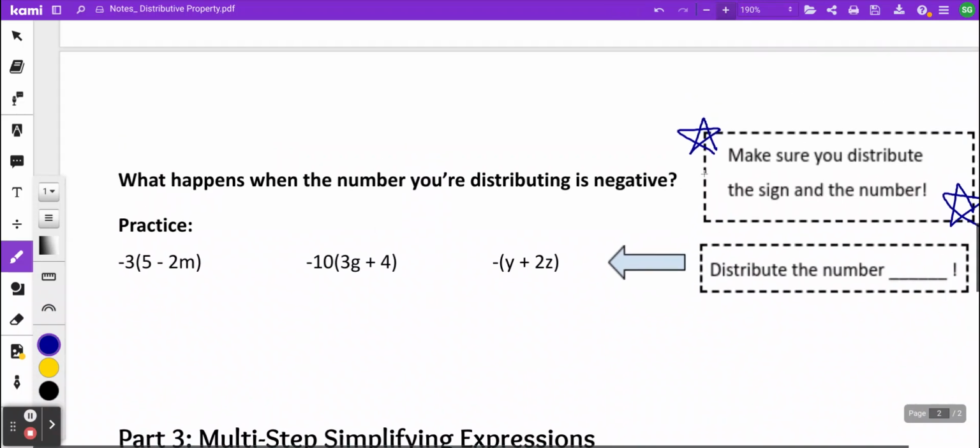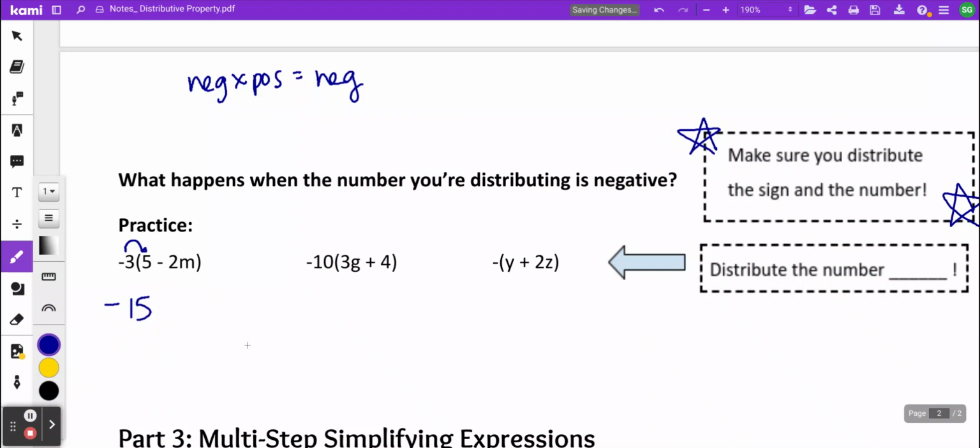For example, for this first problem, I need to multiply negative 3 and 5. So I might start by thinking, well, I know a negative times a positive number is negative. This is going to be true for anything we do. It doesn't matter which numbers you're working with. So I'm going to start by saying negative times positive is negative, and then 3 times 5 is 15. You can always break it into 2 problems if you need.